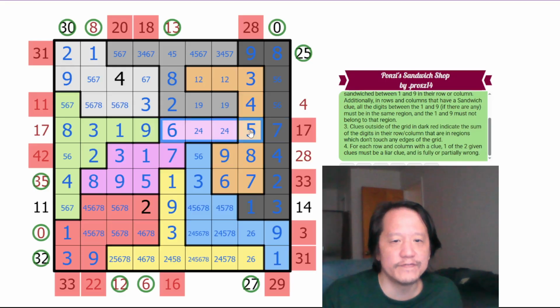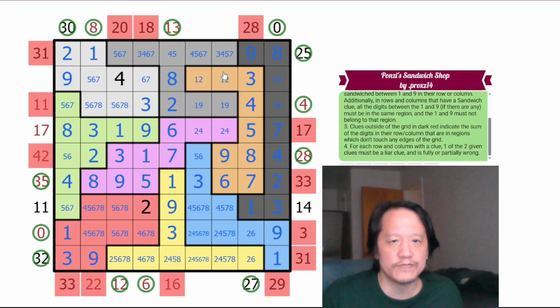6, 2, 4, and 5 add up to 17. So does 2, okay, 3, 1, 7, 9, 8 adds up to 28. 4, 5, 8, 5, 6, 7, 8, 9 adds up to 35. So 28 is done also. 4 is done. Only 4. So, okay. Between the 1 and 9 is 3, 4, 5, 6, 7.